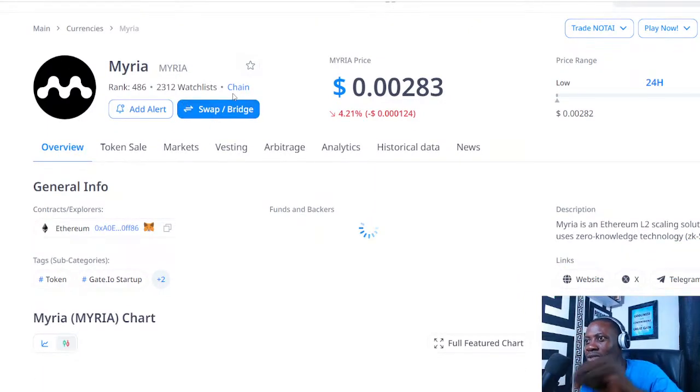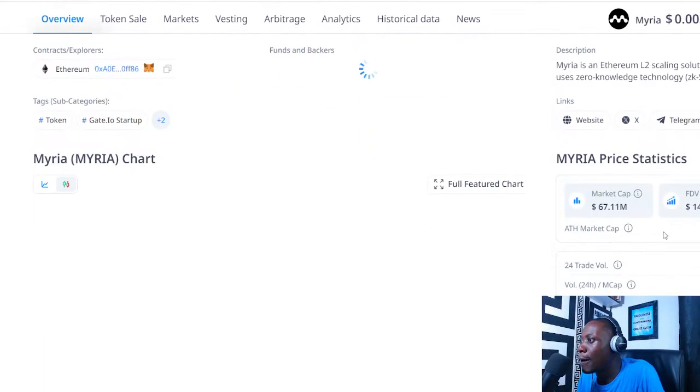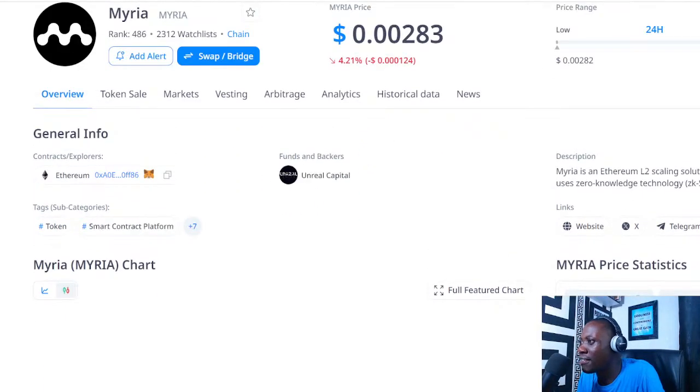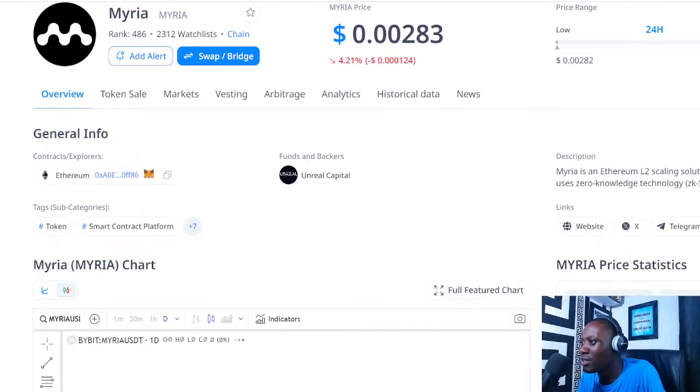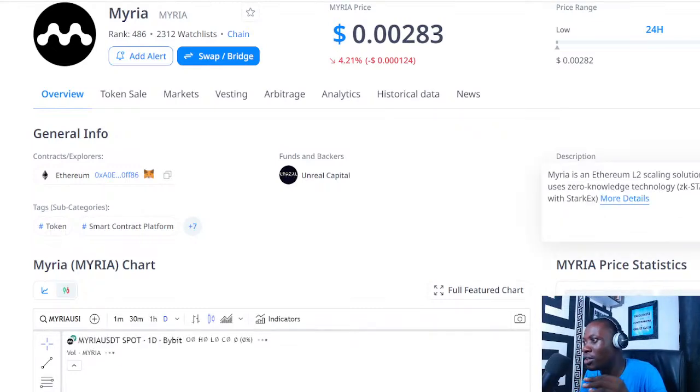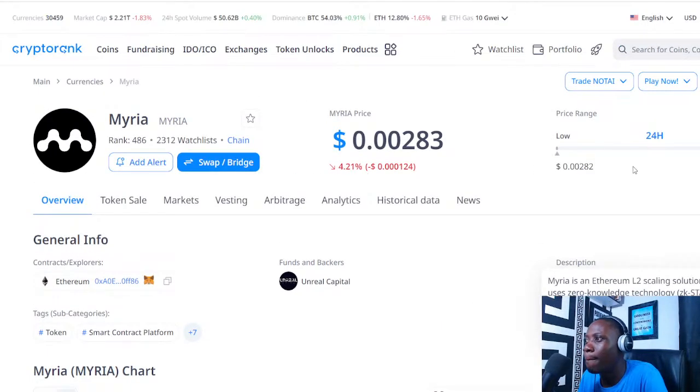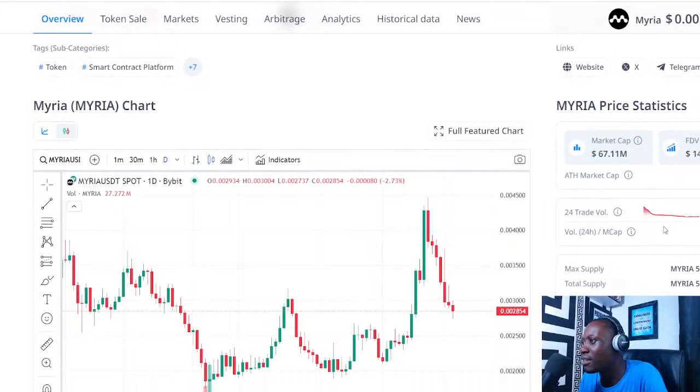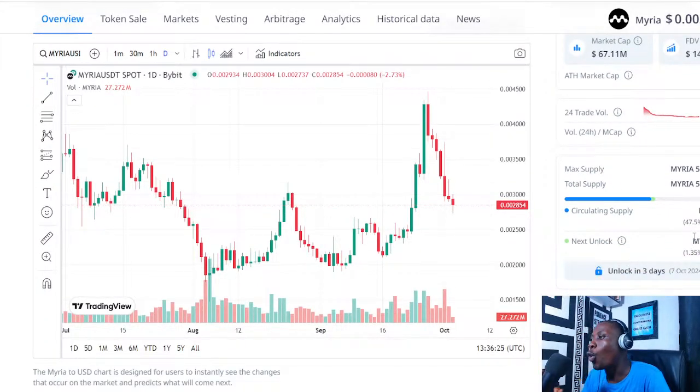2,300 watch list in this token, ranked 486. Okay, it is an Ethereum layer 2 scaling solution that uses zero knowledge technology, ZK Stack. Oh, from StackX, I guess. So that's interesting. All right, I'm going to look at the website and what exactly these dudes are doing. Oh, they already have 45% in circulation. That's interesting. 47%. That's nice.